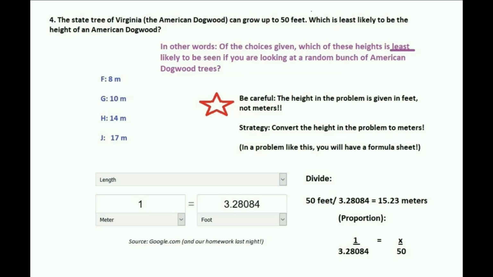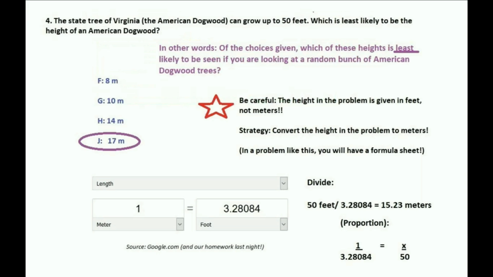All right, we know now that the problem says the state tree can grow up to 15.23 meters. What are you probably not going to see? How do you interpret that piece of it? Is the answer still 8? No. When you look at this, 50 feet or that 15 meters is the outlier for the data set in what they describe in the growth of American dogwood trees.